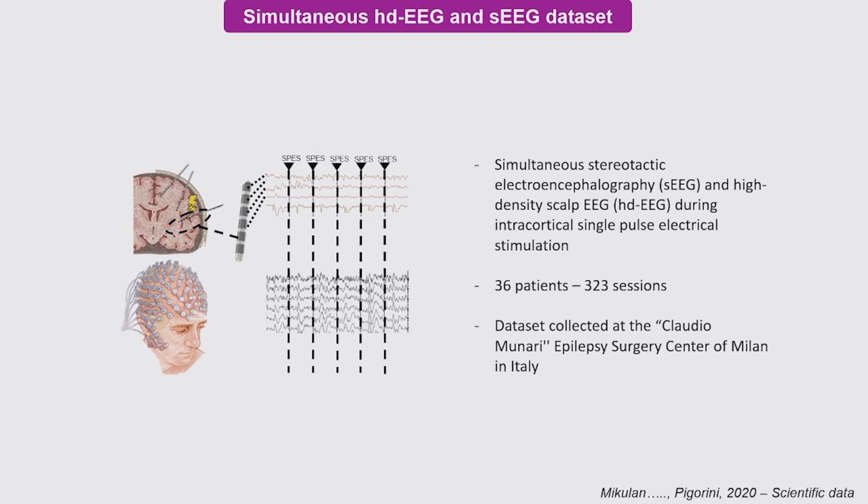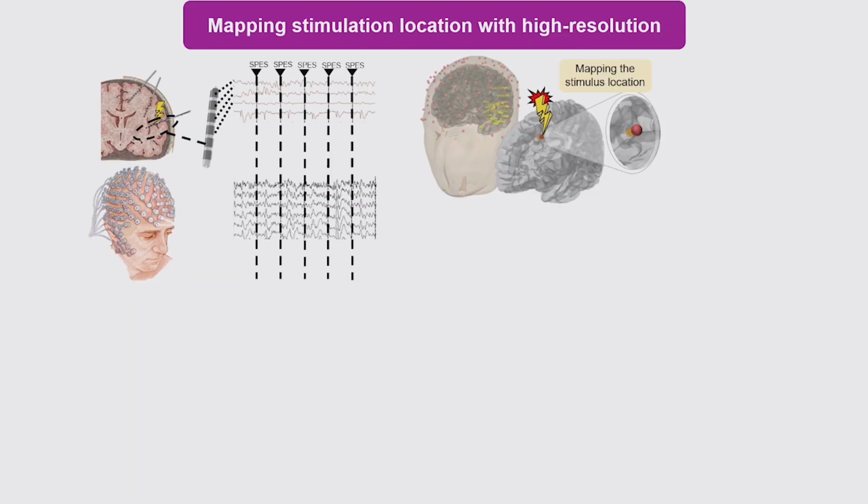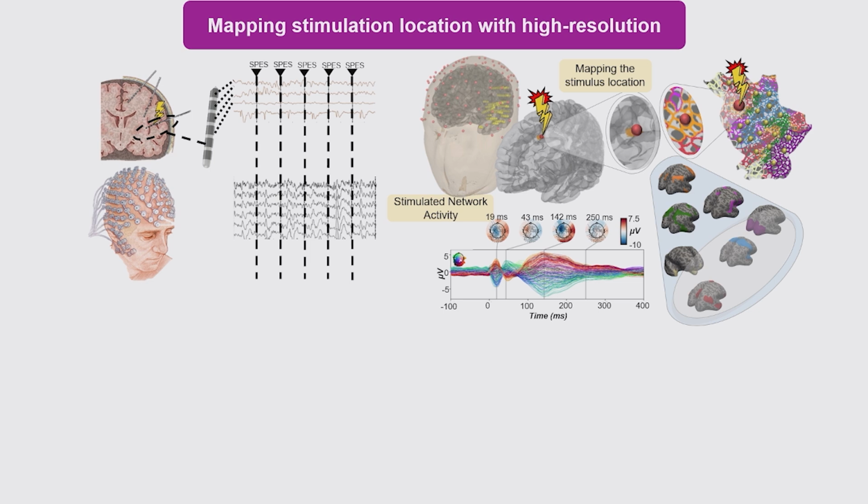We used, in collaboration with the University of Milan, a dataset with 323 sessions coming from 36 implanted patients. Those are patients that have intracranial recordings and extracranial recordings, so high density EEG. We stimulate intracranially with single pulse electric stimulation, here, here, here, and we record intracranially and extracranially. We basically saw a map of where the stimulus was delivered, so what network we stimulate specifically, and then we divide the 323 sessions depending on what network we perturb.